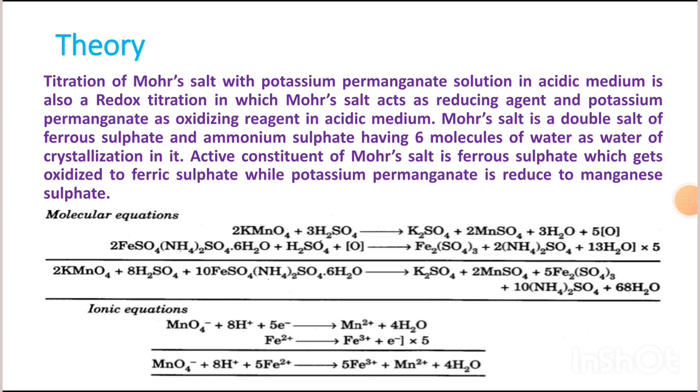Ionic equation. The first reaction is a reduction half reaction, which shows gaining of electrons, and the second step is the oxidation half reaction, where ferrous ion, by losing an electron, is converted into ferric ion.